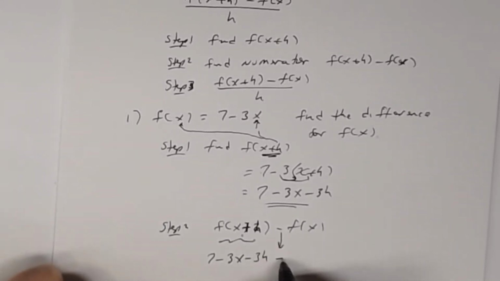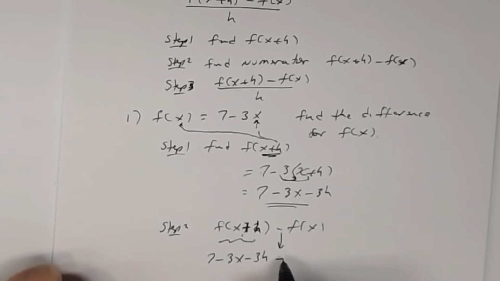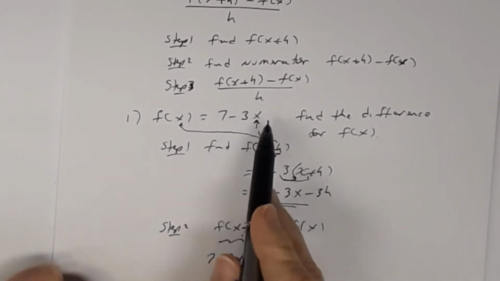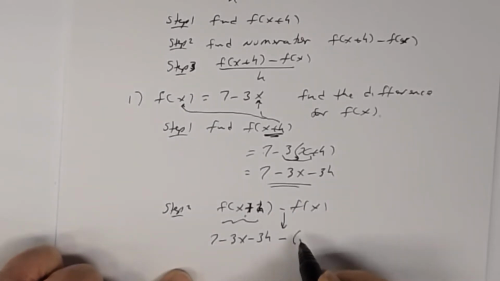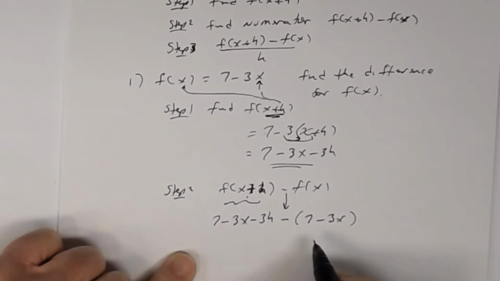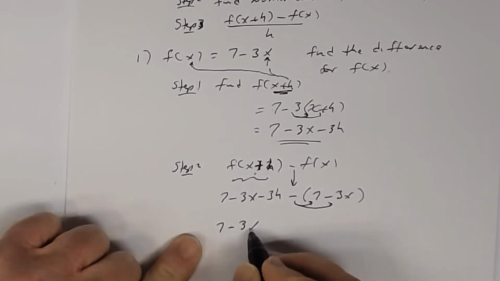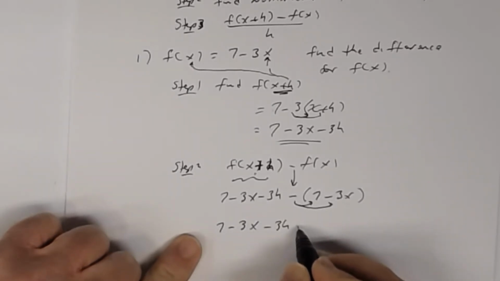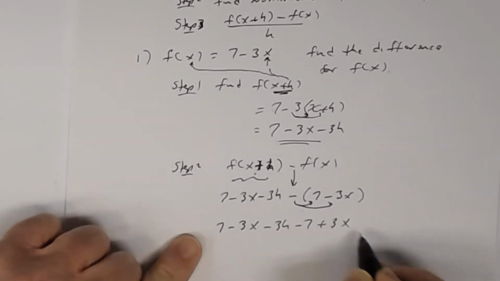But now I've got to subtract f of x. Now remember, this is f of x right here. So I've got to subtract f of x, but I'm subtracting all of this. So since I'm subtracting all of this, you need to put this in parentheses, 7 minus 3x. And now all you do is distribute the negative through here. And so I get 7 minus 3x minus 3h minus 7. And the opposite of a negative 3x is a positive 3x.